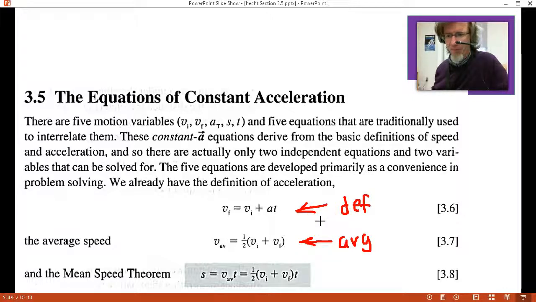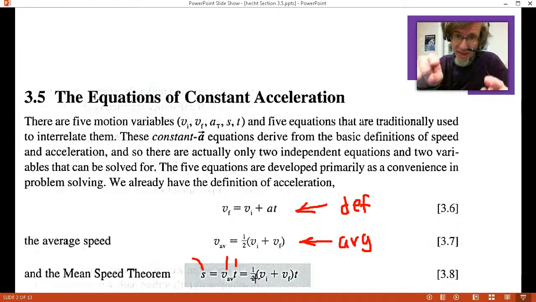The point is, we want to know what the distance is that something could travel given initial or final velocity. And so the distance an object travels here is the average velocity times time. That makes sense. Velocity times time is distance. And we know that the average velocity from this equation is 1/2 initial velocity plus the final velocity.